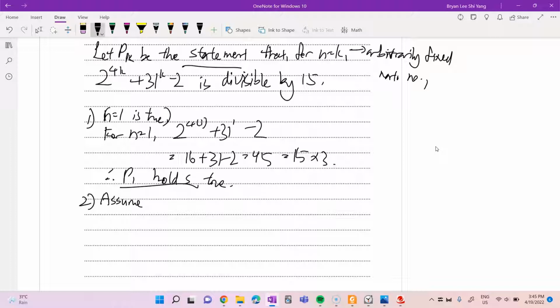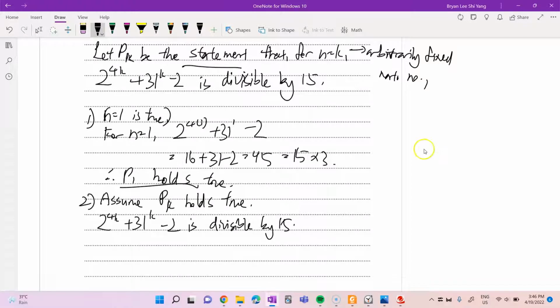Now for the second step, I would have to assume. This assumption basis is a very important one because it would extend to every other number beyond 1. Because we can't just say, oh, we need to check 1, 2, 3, 4 and so on, right? So we have to assume for some random number that P(k) holds true. So assume P(k) holds true, that would mean that 2 to the 4k power plus 31k minus 2 is indeed divisible by 15.